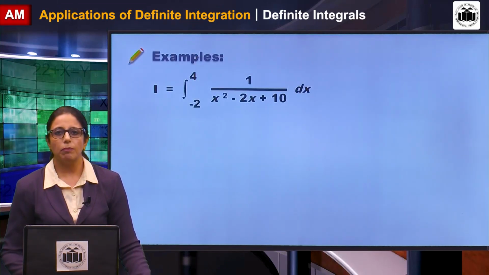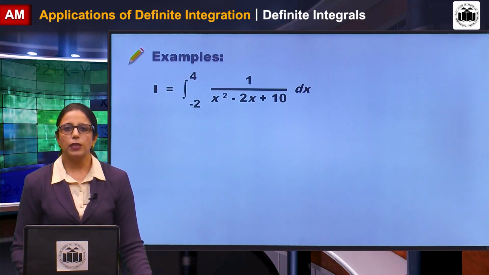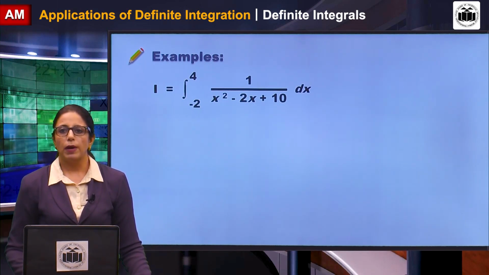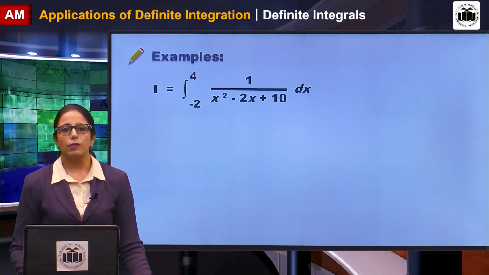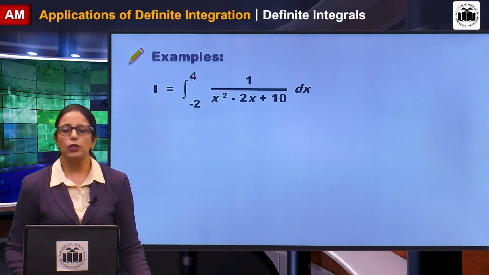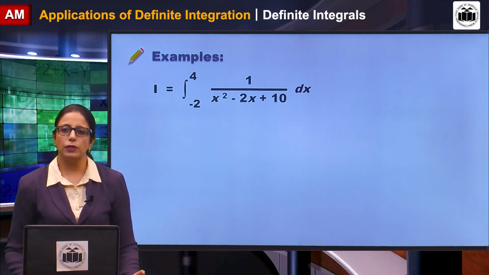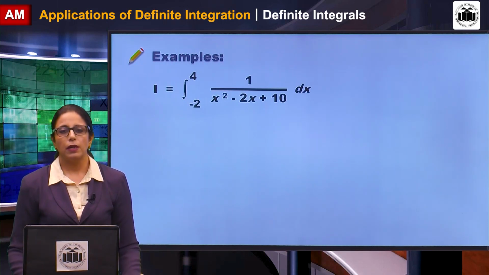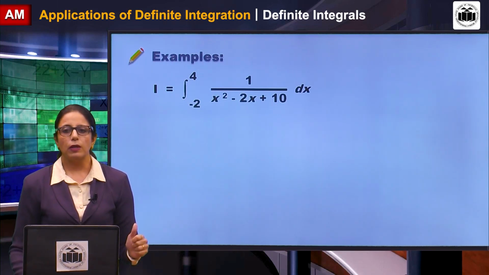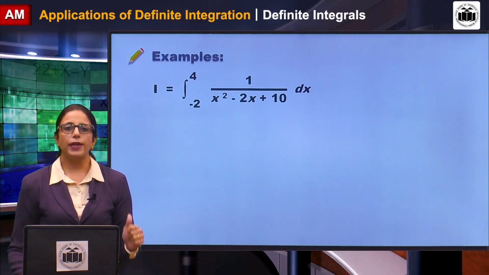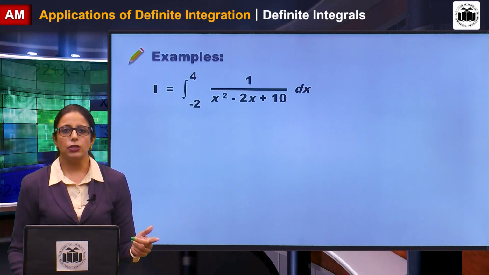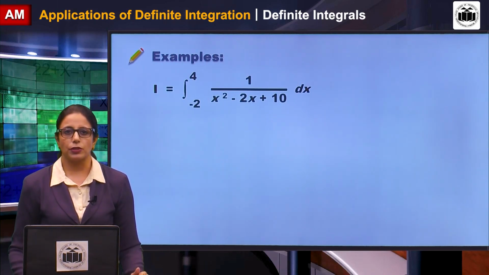Okay, let us see this example. It is integration from minus 2 to 4, 1 by x squared minus 2x plus 10 dx. We have a quadratic equation in the denominator. Usually, how do we solve a quadratic equation if it is given in the denominator? There are two ways. One, we check whether the quadratic equation can be factorized. If it can be factorized, we factorize it and solve it with the help of partial fractions.